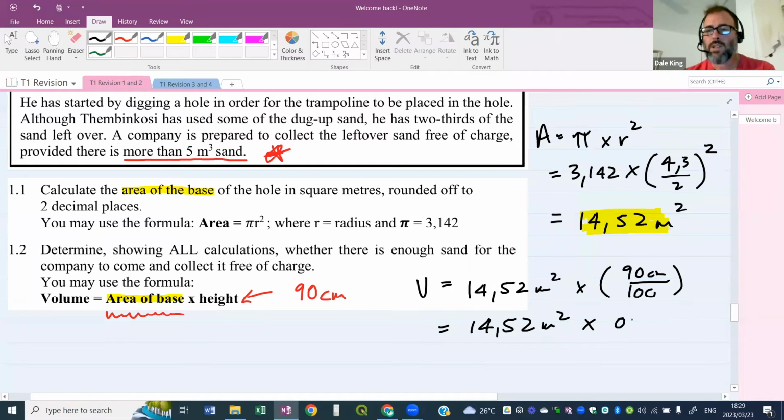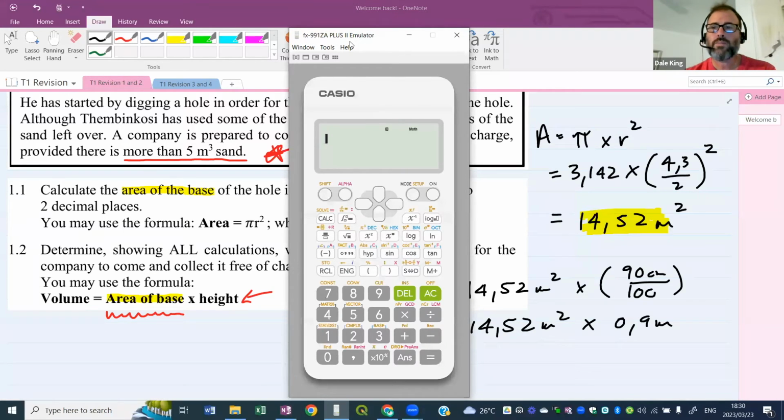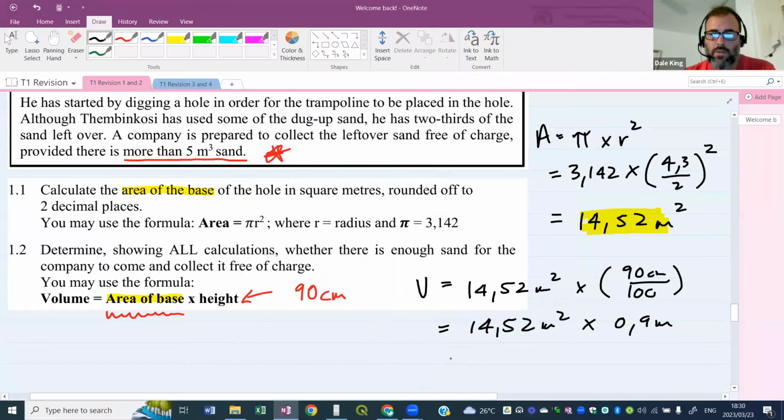So this is going to give me, like you guys said, 0,9 meters. Okay, so now I'm working in meters only, which is what we need. And I'm going to get to the calculator now. And I think I saw this answer for a lot of you. Let's keep it here. So 14,52 multiplied by 0,9. Okay. 13,068. Now, I'll write that out and then we'll round it off on the page.